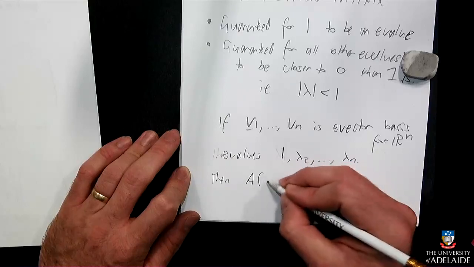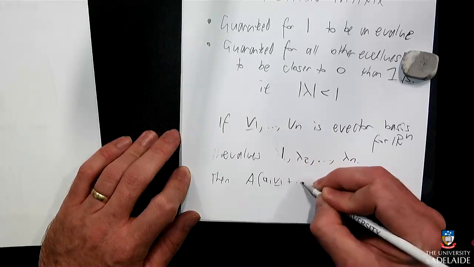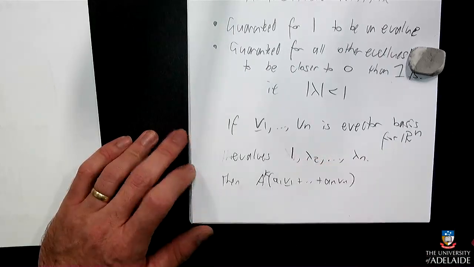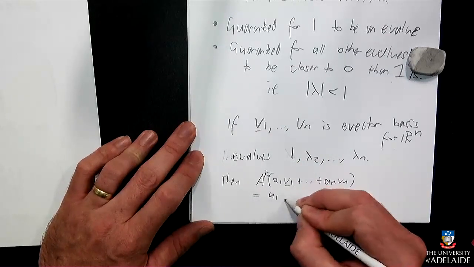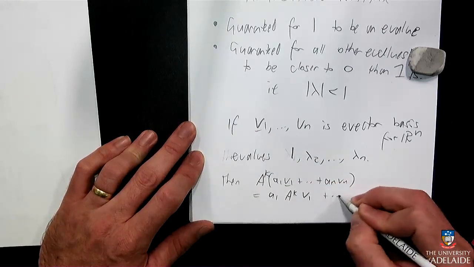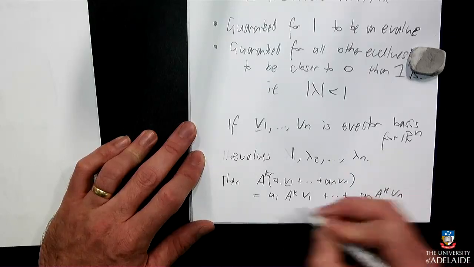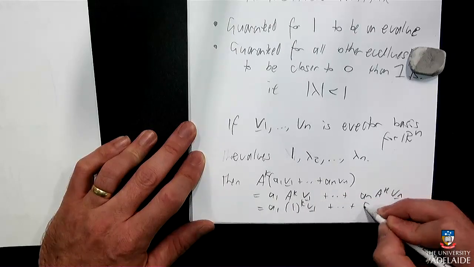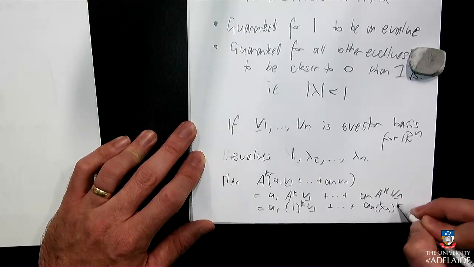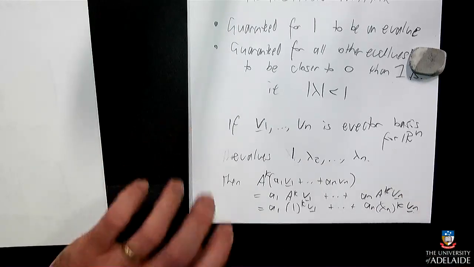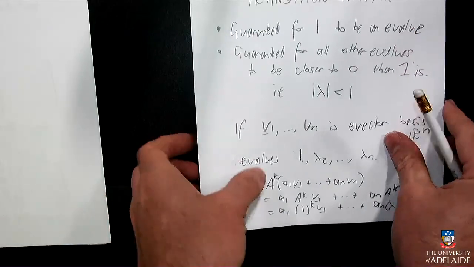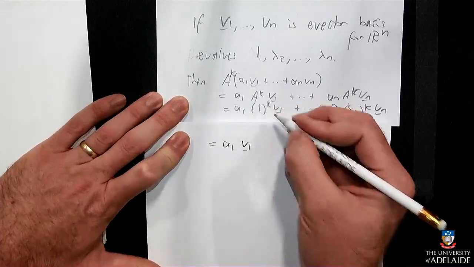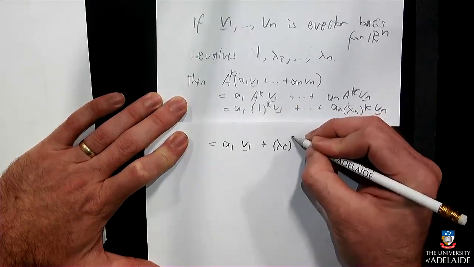Then A times any combination, in fact, A to the power of k times any combination will be a1 A to the k v1 plus up to an A to the k vn, which would be a1 times 1 to the k v1 because it's an eigenvector, like that. And are you ready? One to the k is just 1. I'm just going to put the lambda 2 in.